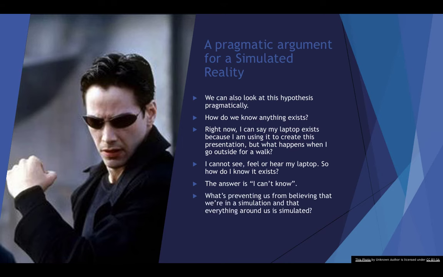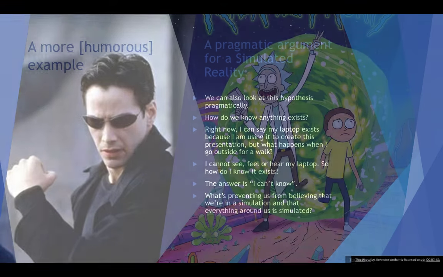What is preventing us from believing that we're in a simulation and that everything around us is just simulated? It's what's known as an unfalsifiable claim. So what I mean by this is it cannot be proven to be false. I cannot prove that this laptop disappears every time I look away from it, because physically, in order to prove something, I have to actually experience the thing. And that's impossible to do, if to prove it I'll have to remove my experience from it. So it becomes unfalsifiable. It means it cannot be proven to be false.